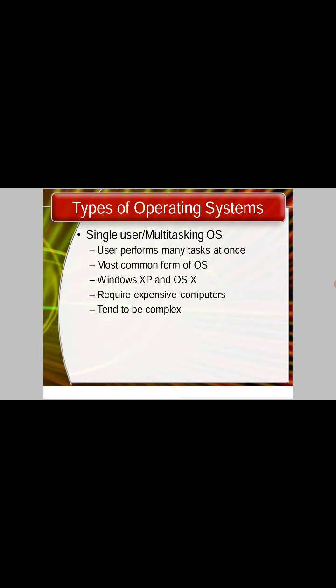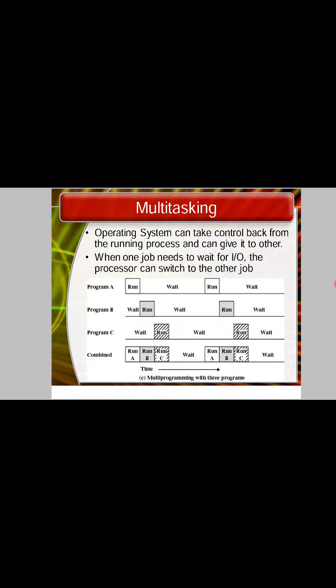An example is running a game and at the same time listening to music or taking some printouts. It is the most common form of operating system. Generally many operating systems come under this category, single user multitasking operating systems. Examples are Windows XP and others. They require expensive computers and tend to be complex.